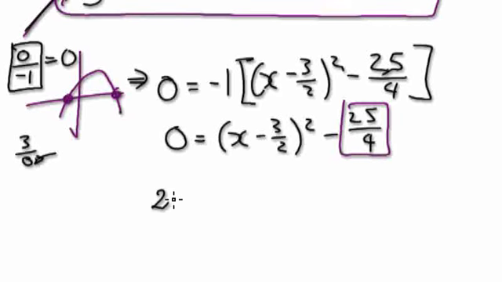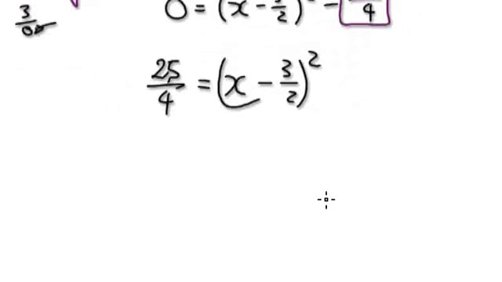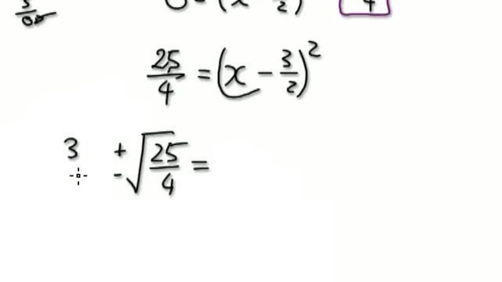So this will be 25 over 4 equals x minus 3 over 2 squared, and then square root both sides. So this will be the square root of 25 over 4. And remember, there will be two solutions here, and then you would add this thing to both sides. So basically, it would be this.